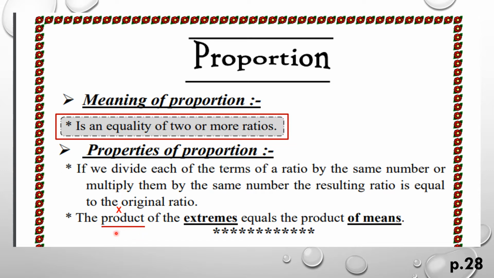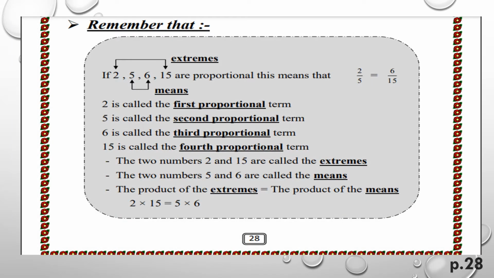What do you mean by product? Product is the result of multiplying extremes and means. What are the means and what are the extremes? Let's see. For example, if 2, 5, 6, 15 are proportional, this means that 2 over 5 equals 6 over 15. 2 and 15, the first term and the last term, are called extremes. 5 and 6, the second term and the third term, are called means.